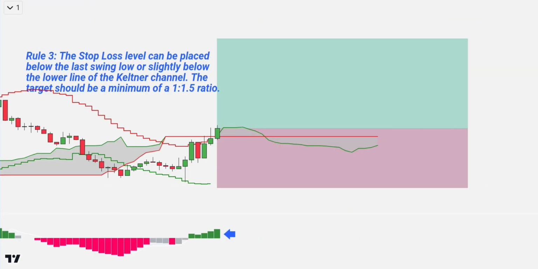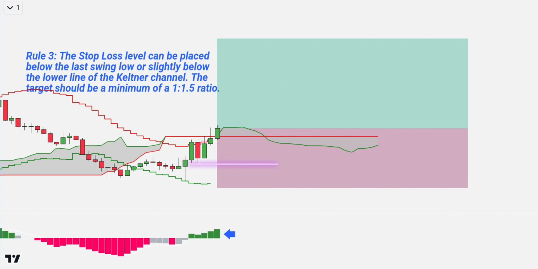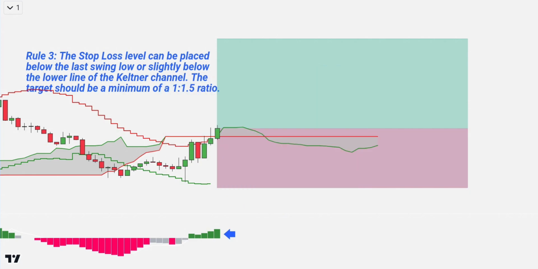Rule 3. Risk management and target setting. Objective: implement effective risk management for long positions. Stop loss placement. Option 1: below the last swing low. Option 2: slightly below the lower line of the Keltner channel. Target setting: aim for a minimum risk-reward ratio of 1 to 1.5.